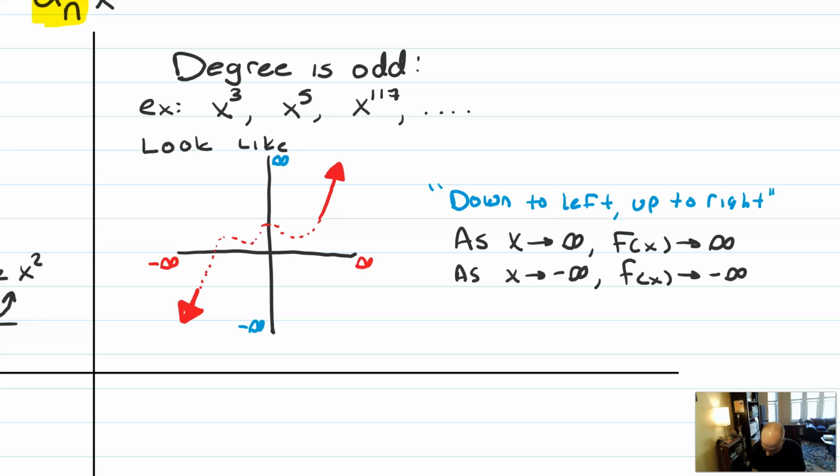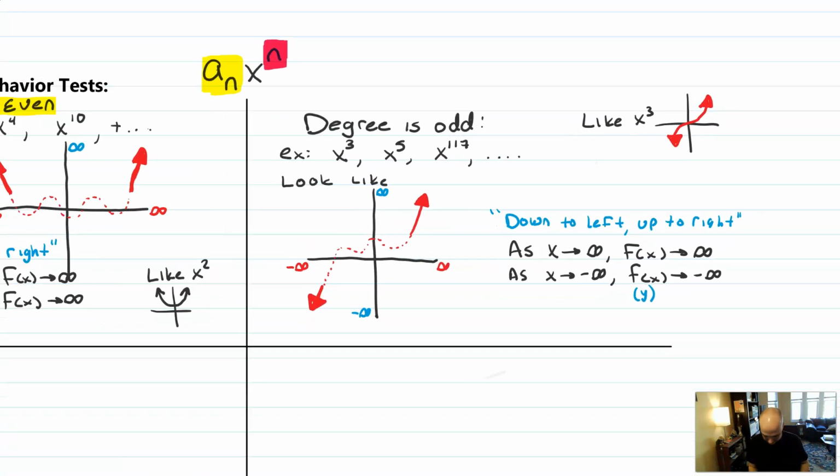So when I write that f of x, remember that I'm saying basically y. What's happening on the y-axis? So that's like x, and that's y. And the way I remember this one is that its behavior is like x cubed. X cubed, what does that look like? It's a squiggle, but specifically it's a squiggle that goes up to the right and down on the left. And anything with an odd degree might have some other stuff going on in the middle, but it's going to share the same end behavior as x cubed.